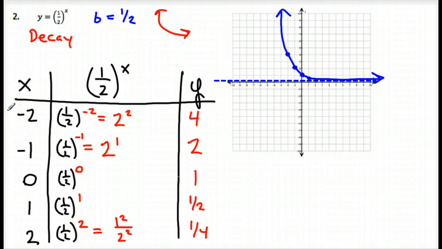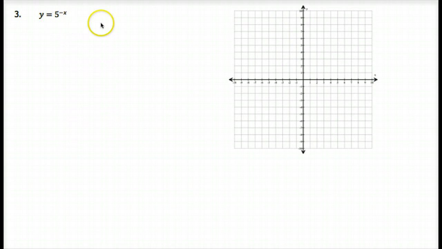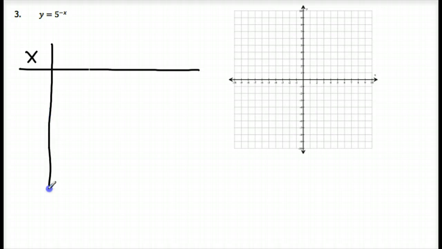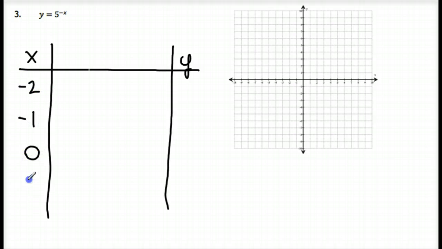Okay, now let's try number 3. This time we have the equation y equals 5 to the negative x power. So let's go ahead and make our t-chart for this one. Again, we're picking the same standard x values of negative 2, negative 1, 0, 1, and 2 every single time.